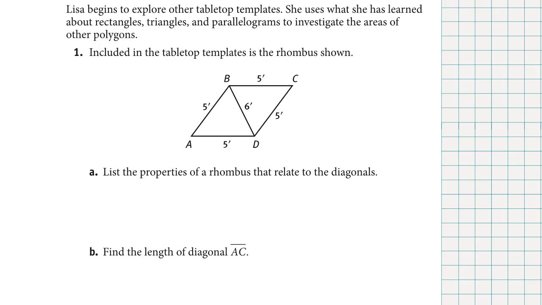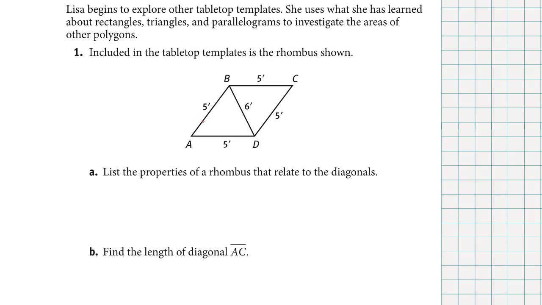Here is a picture of a rhombus. A rhombus is a parallelogram with 4 congruent sides. Because a rhombus is a parallelogram, you could find its area using the formula for parallelogram. Or you could find the area of a rhombus using a formula specifically for the rhombus.